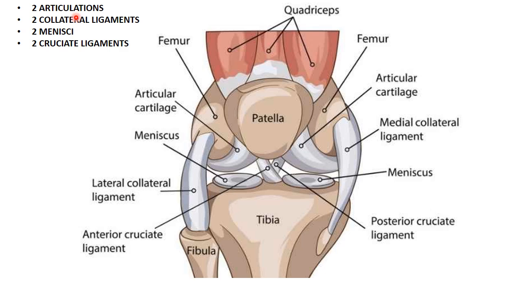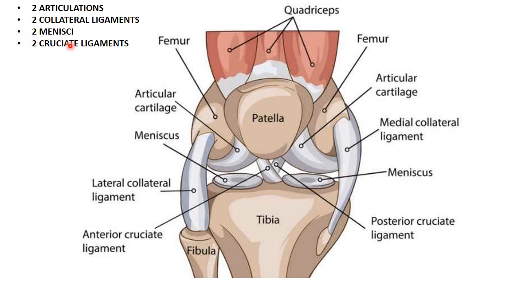Now there are two articulations. What I meant by articulation is technically there are two joints. One, the femoropatellar joint, that is with the femur and the patella, and the tibiofemoral joint. So we can say there are two articulations to form the knee joint. Likewise, there are two collateral ligaments, a lateral collateral ligament and a medial collateral ligament.